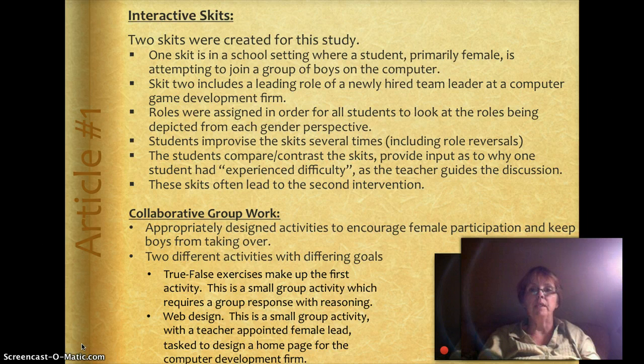Students improvised the skits several times. The students not only spoke the skits when they were working through them and improvising them, they also used thought bubbles to show their feelings and their true thoughts as the actions were going on. The audience themselves also had thought bubbles.